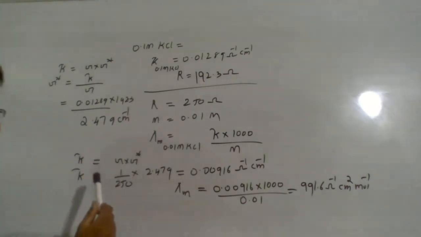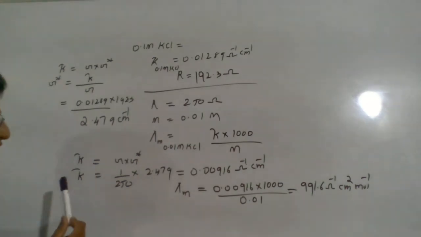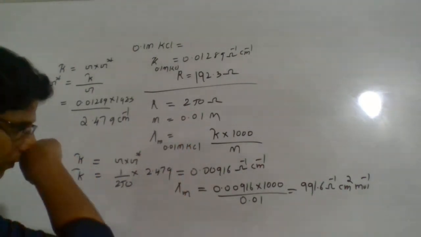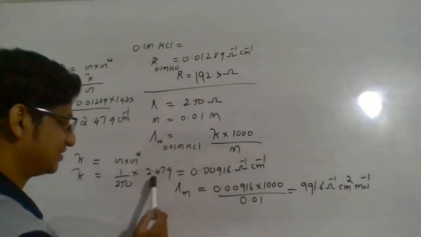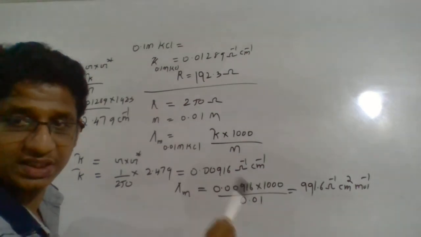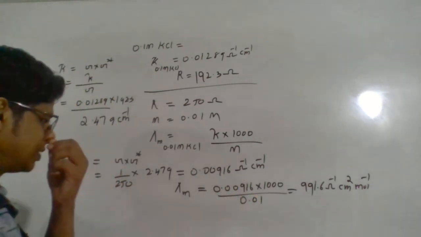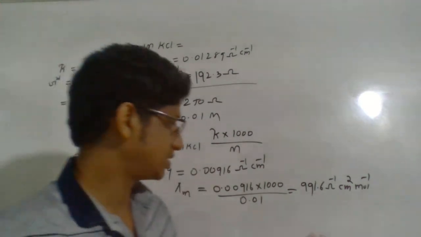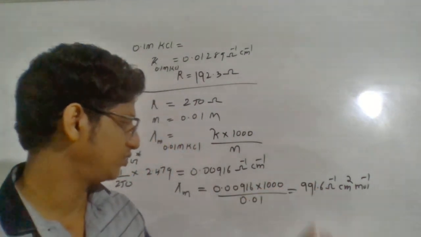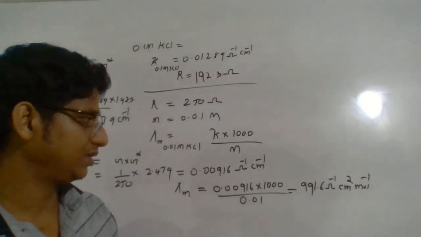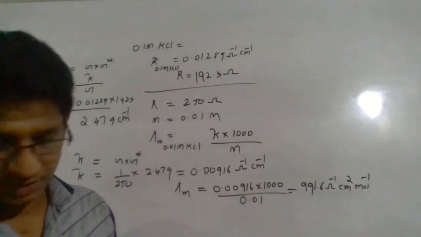Conductivity is equal to G into G star. G is the conductance. Resistance is given, so 1 by 250 into 2.479, that is the cell constant we got. So you get the conductivity of the second solution first. Once you have the conductivity, lambda is equal to conductivity into 1000 divided by molarity. Molarity is given, so you will get the answer.